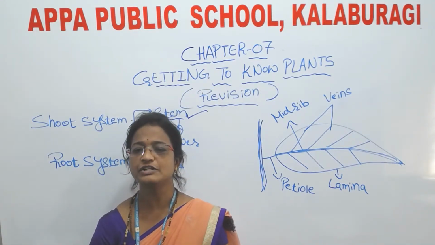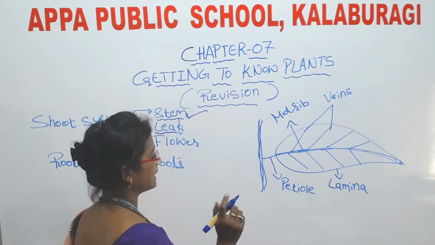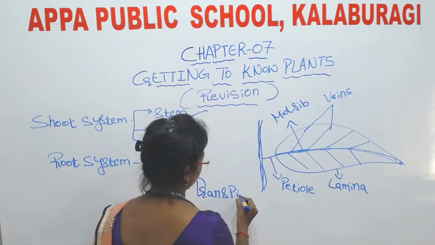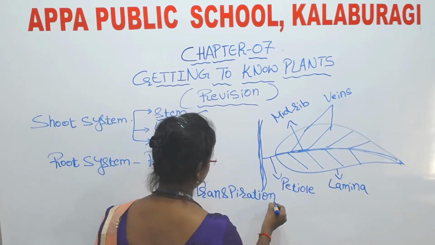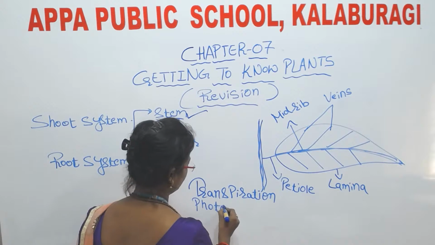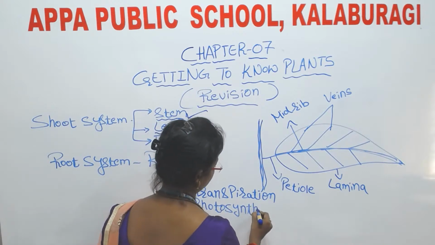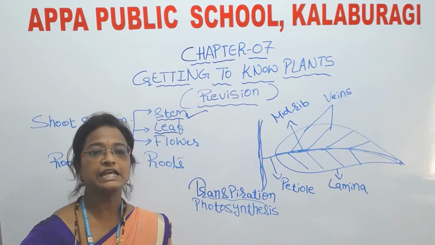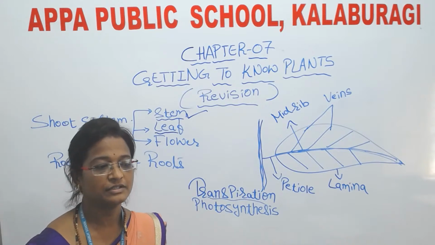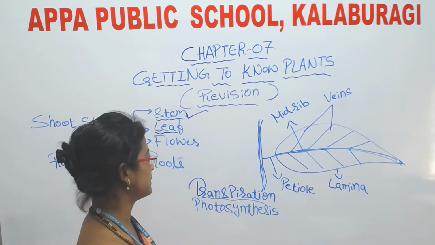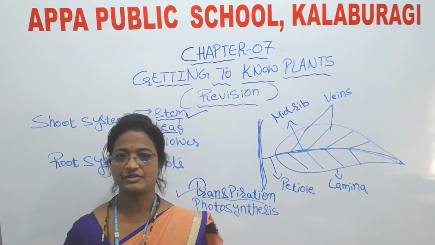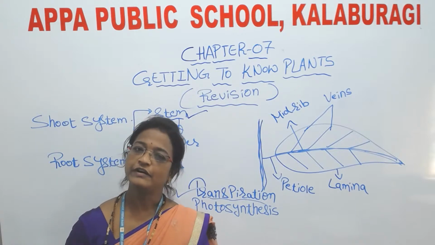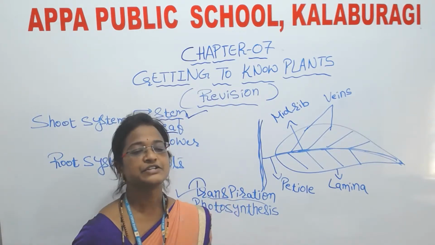So now, what are the functions of leaf? Yes, there are two main functions. One is transpiration, and the another one is photosynthesis. So what happens in the transpiration? Leaves give out excess of water in the form of vapor through the process called transpiration. Got it?